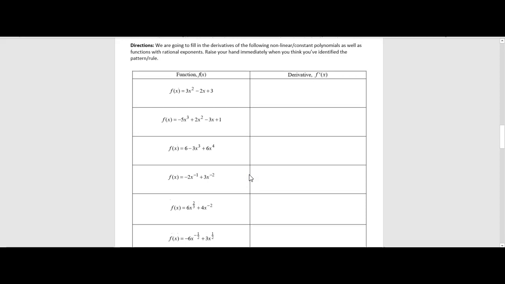Okay, I think I can squeeze everything in. Okay, so we're going to fill in the derivatives of the following nonlinear non-constant polynomials as well as functions with rational exponents. It says to raise your hand immediately when you think you've identified the pattern or rule. However, what I would do is just pause the video. So I'm giving you the functions here, and I'm going to start writing the derivatives. Now, when you see a pattern, pause the video, try to explain that pattern out loud, and then maybe finish watching and see if your pattern makes sense. And then we'll discuss at the end.